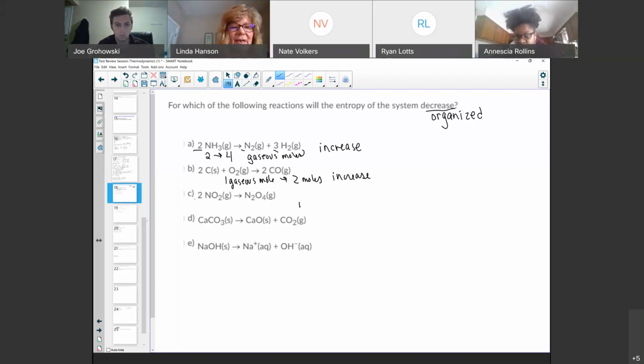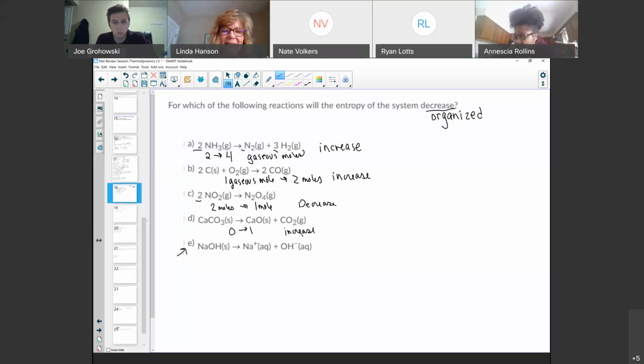Letter C, I have 2 gaseous moles recombining to form just 1 gaseous mole. Actually more organized, isn't it? This one I would label as becoming more organized. It's a decrease in entropy. Letter D, you see 0 gaseous moles forming 1 gaseous mole, so that's an increase.